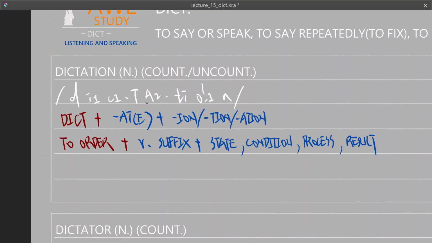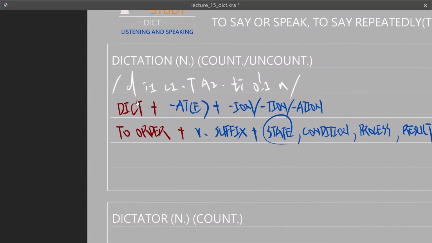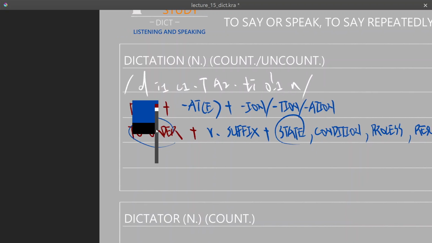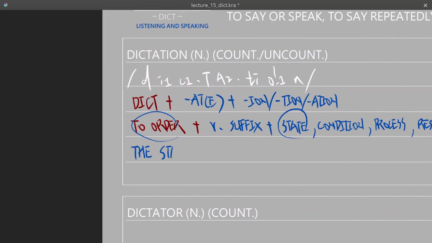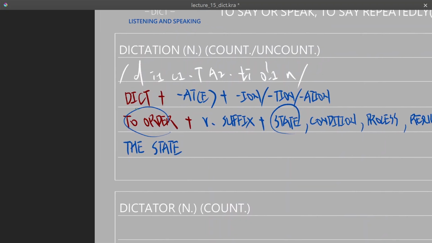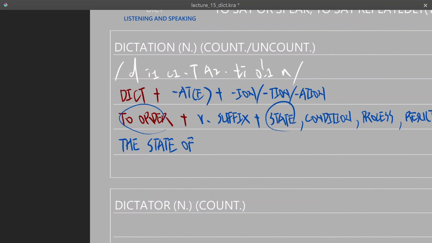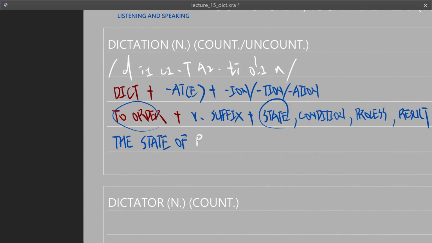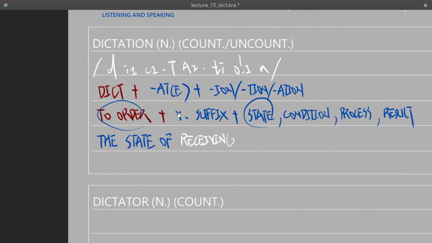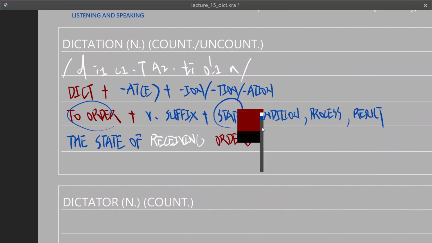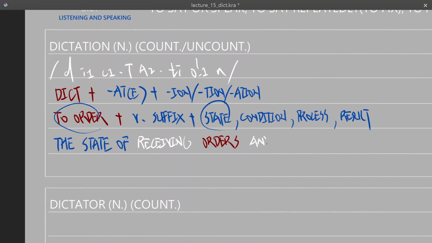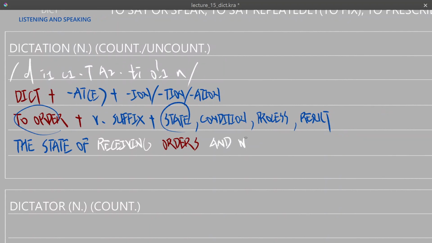So dictation really means what? It means the state of receiving orders. Not the state of ordering someone to do something. Instead of ordering someone to do something, it's the state of receiving orders, and writing them down.